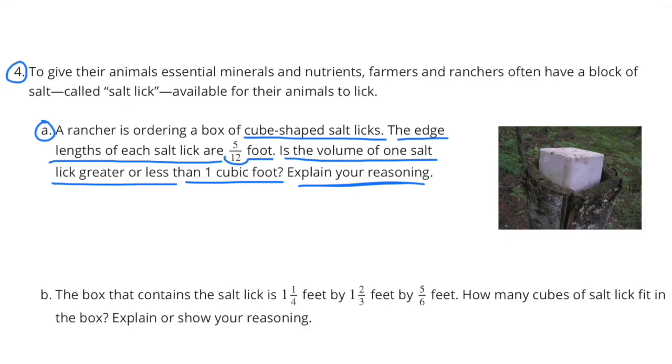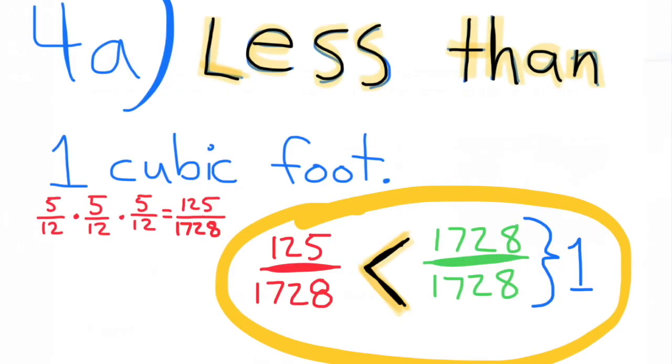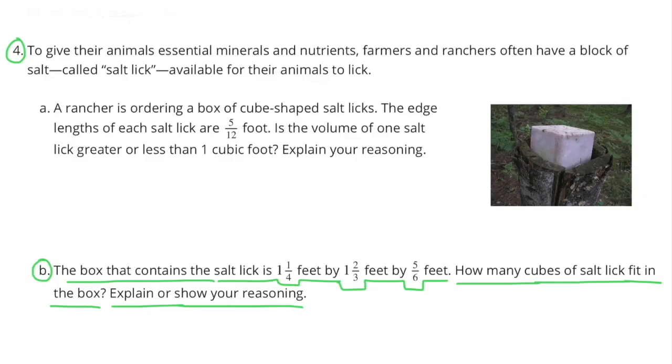Explain your reasoning. Less than 1 cubic foot, because 5/12 times 5/12 times 5/12 equals 125 over 1,728, which is less than 1. B. The box that contains the salt lick is 1 1/4 feet by 1 2/3 feet by 5/6 feet. How many cubes of salt lick fit in the box? Explain or show your reasoning.